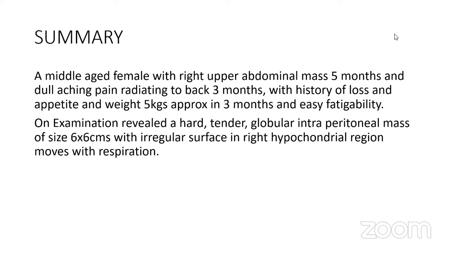To summarize, a middle-aged female with a right upper abdominal mass, a right hypochondrial mass for the past 5 months, and with dull aching pain radiating to the back for 3 months, with history of loss of appetite and weight of approximately 5 kg in the last 3 months, with easy fatigability. On examination, revealed a hard, tender globular intraperitoneal mass of size 6 into 6 centimeters with an irregular surface originating from the right hypochondrium and extending to the epigastric region, which moves with respiration.